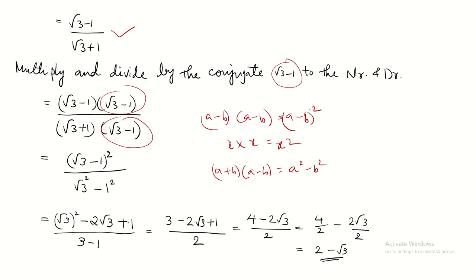So the numerator you have to expand. What is A minus B whole square? A square minus 2AB plus B square.